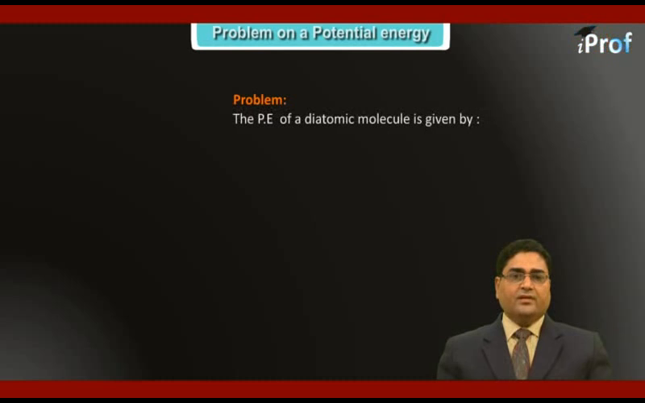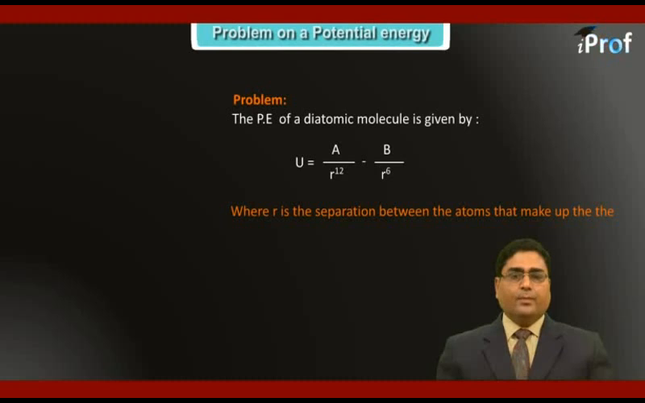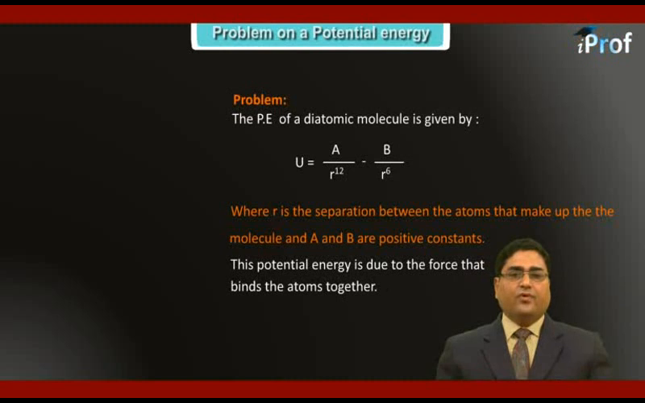The potential energy of a diatomic molecule is given by U equal to A upon R^12 minus B upon R^6, where R is the separation between the atoms that make up the molecule, and A and B are positive constants. The potential energy is due to the force that binds the atoms together.